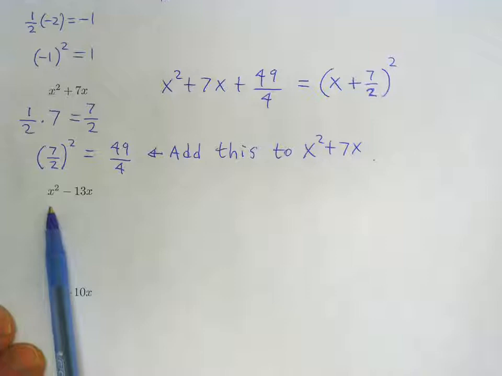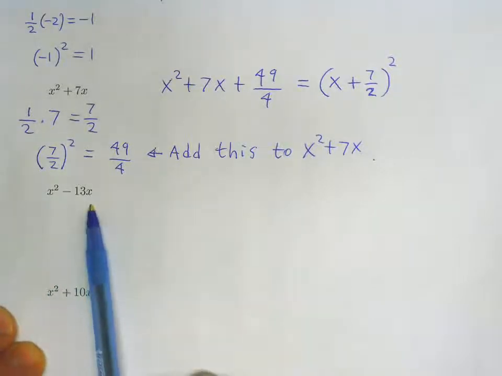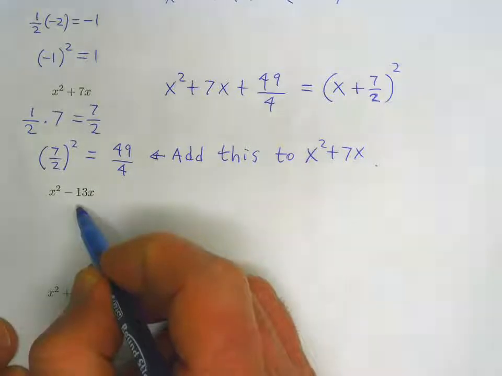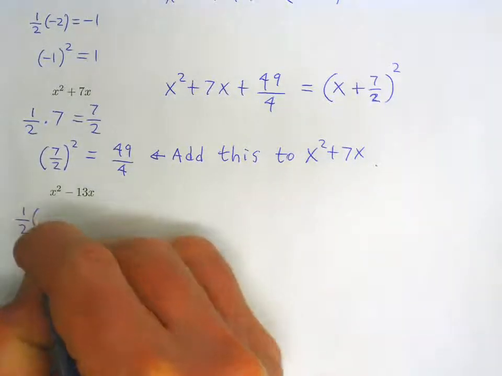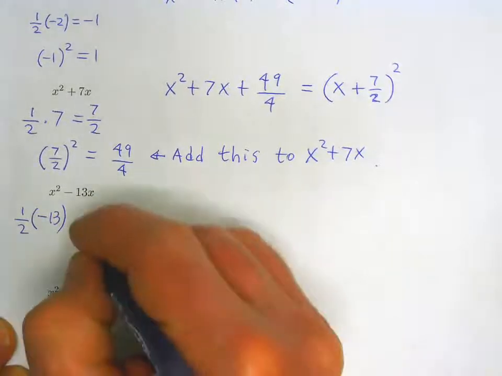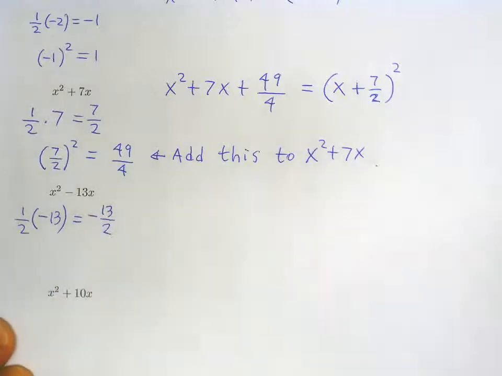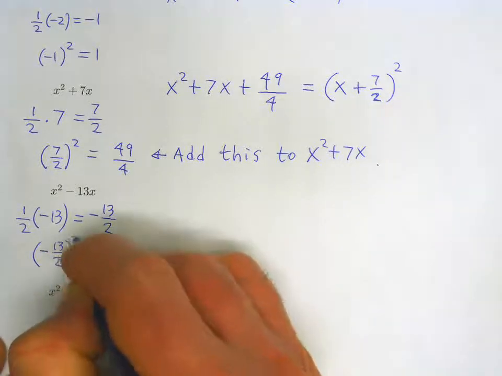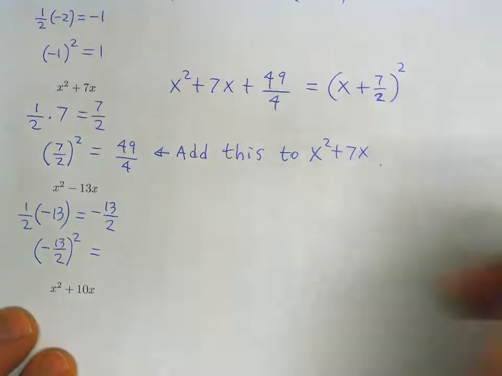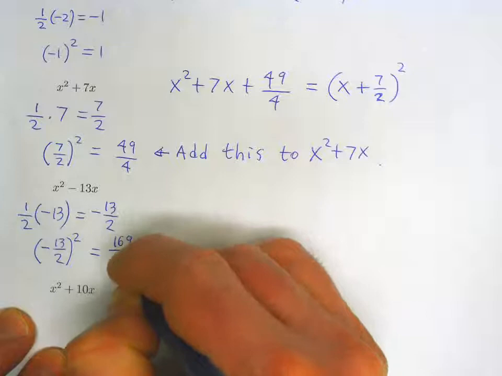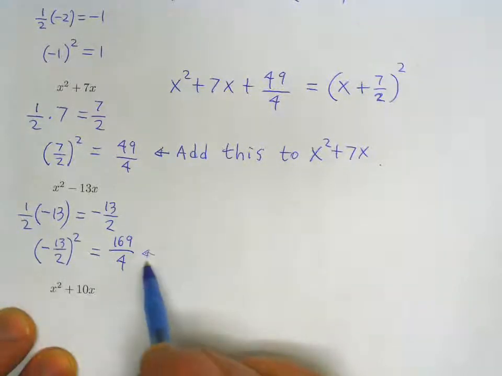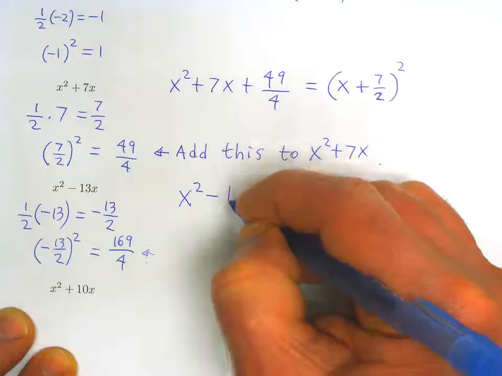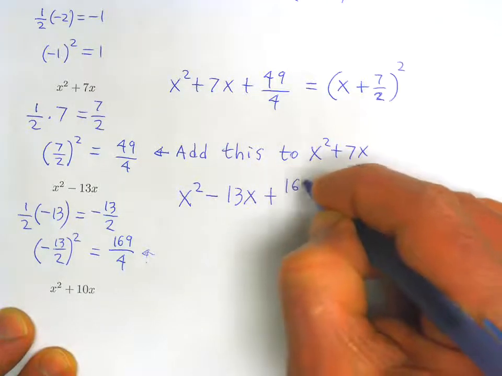We want to add a number to x squared minus 13x to create a perfect square trinomial. The coefficient of x squared is 1. That's what we want. Then we take 1/2 of the coefficient of x. So 1/2 of negative 13 is negative 13/2. Then we square that number. We square negative 13/2, and so negative 13/2 squared is positive 169/4. Okay, so this is the number that we're going to add to x squared minus 13x to create a perfect square trinomial. So we write x squared minus 13x plus 169/4.